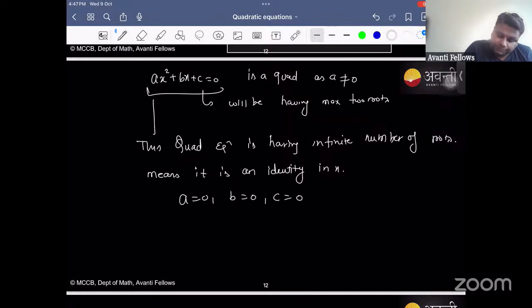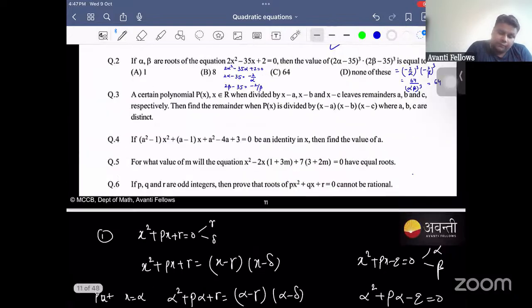So now a is 0, b is 0, c is 0. See, there is a question, like the fourth question: (a square minus 1) x square plus (a minus 1) x plus (a square minus 4a plus 3) is an identity in x. Then what will be the value of a? So to make it an identity in x, you will have to find that a at which coefficient of x square is 0, coefficient of x is 0, constant is also 0.